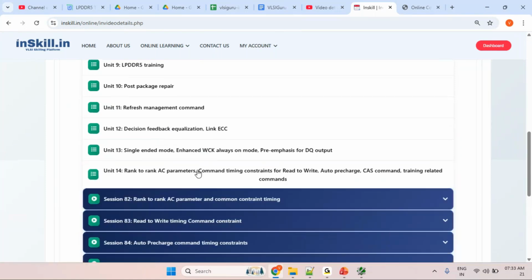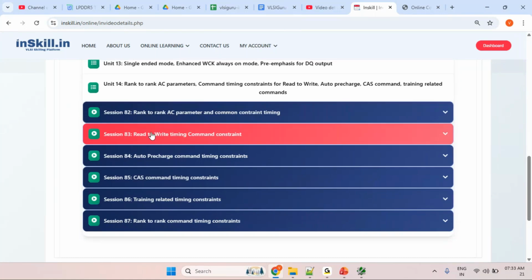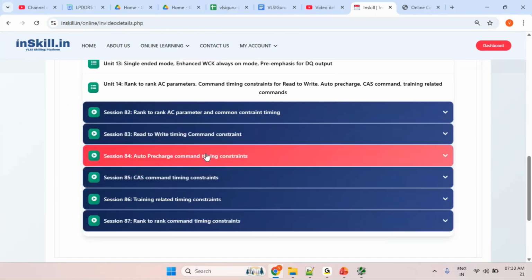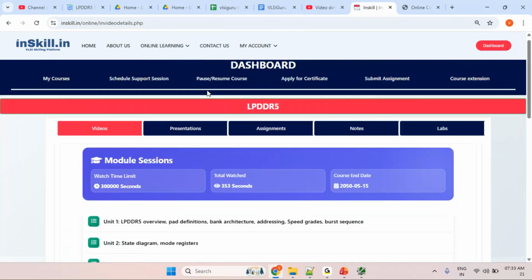Unit 14 is focused mostly on the timing parameters, rank to rank AC timing, and common constraint timings, and read to write timing command constraint. I mean, it is focused on various timing constraints. So this is how the entire course has been spread.